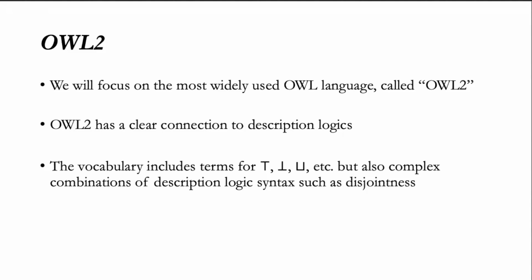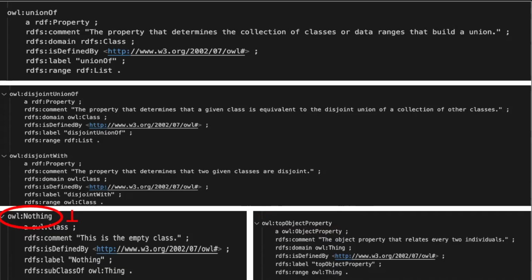The vocabulary includes terms that you've seen already from a previous discussion, that big T, the upside down T, etc., but also complex combinations of description logic syntax such as disjointness. And this is what you would see in an OWL file written in Turtle. In fact, this is the OWL file in Turtle. And as I was saying, those symbols are represented in the language here.